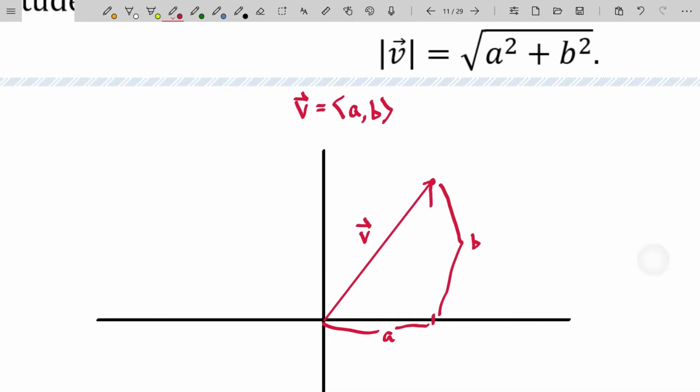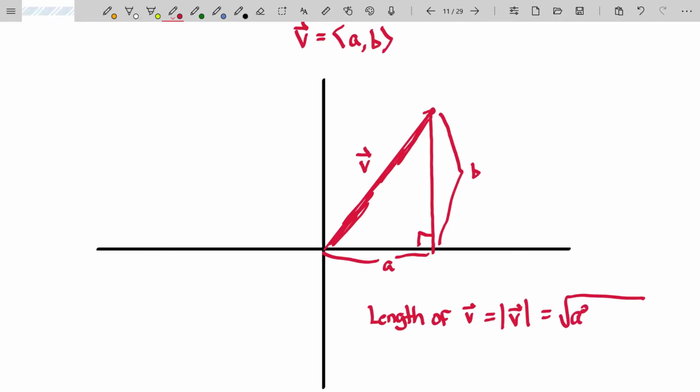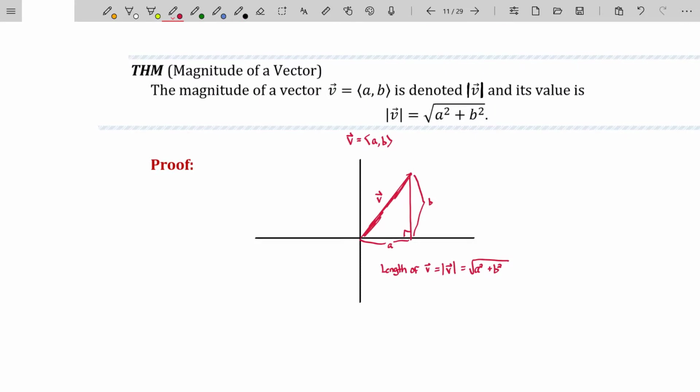Well, if you take a look at this, this is a right triangle. And so the length of this hypotenuse would be the square root of a squared plus b squared. That is, the length of v, which is defined to be the magnitude of v, is the square root of a squared plus b squared. And then you're done. QED. Proof is over. Very fast proof, very nice proof.